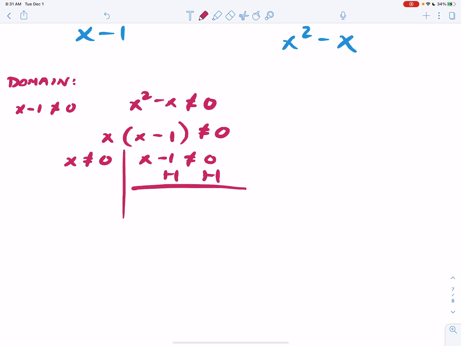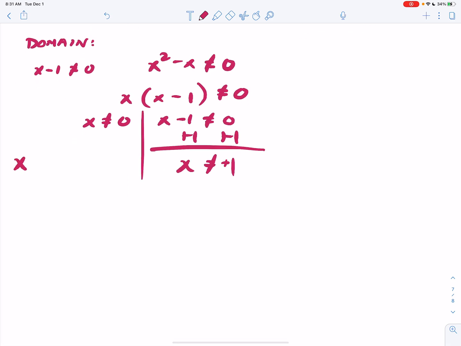Here, x cannot be positive 1 or 0. So I'm going to write that down.